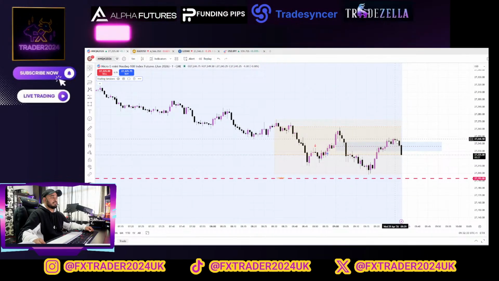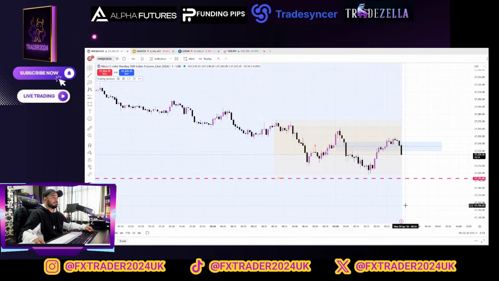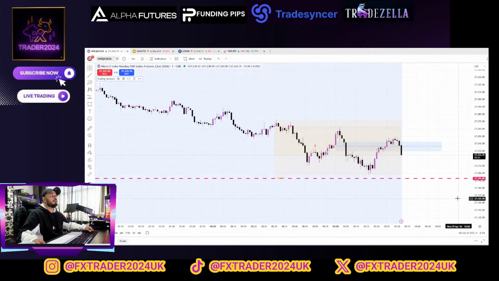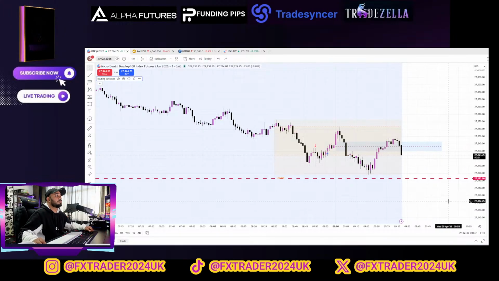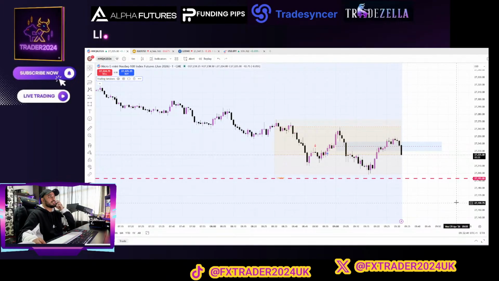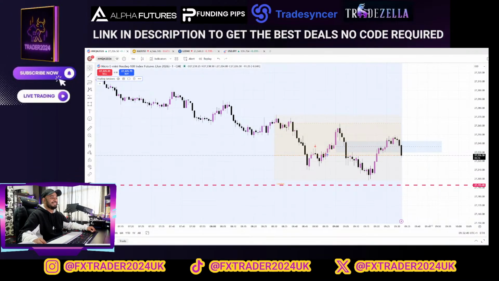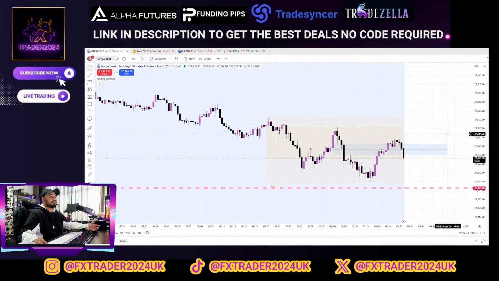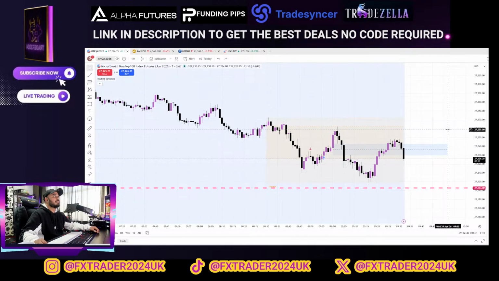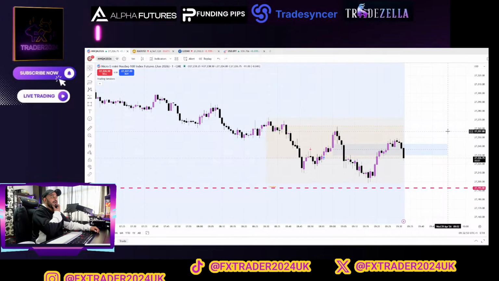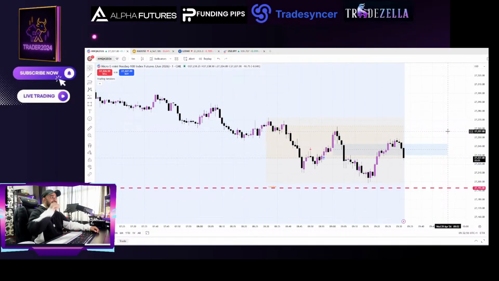break above these highs here, then I look for some sort of entry. But I'm not looking for shorts now. I'm fed up with shorts. I want price to push up. But if price is going to continue down, long, short, long, short, long, short. Baby, that's what it is.